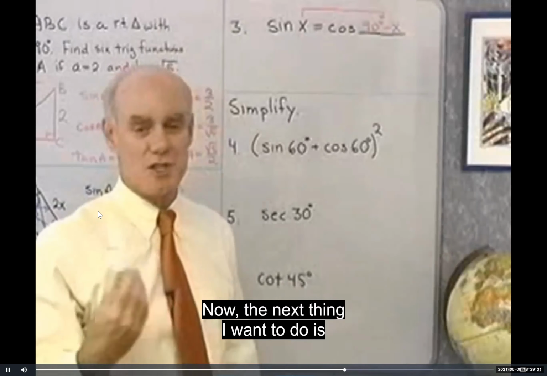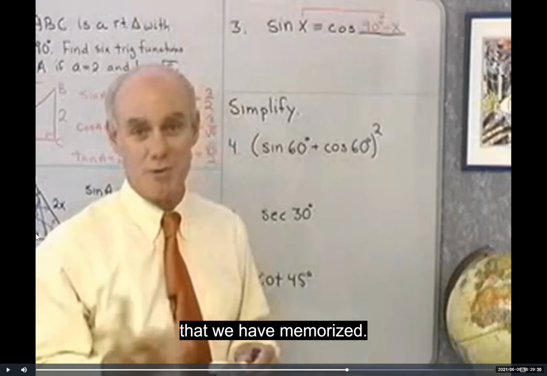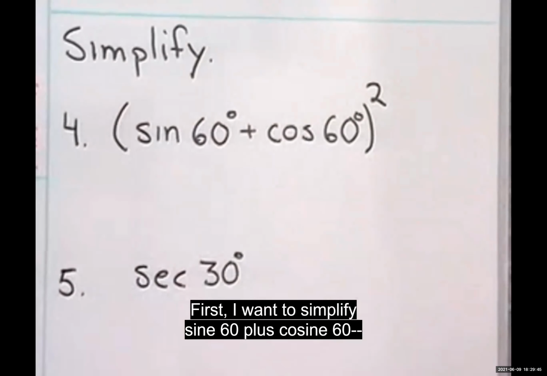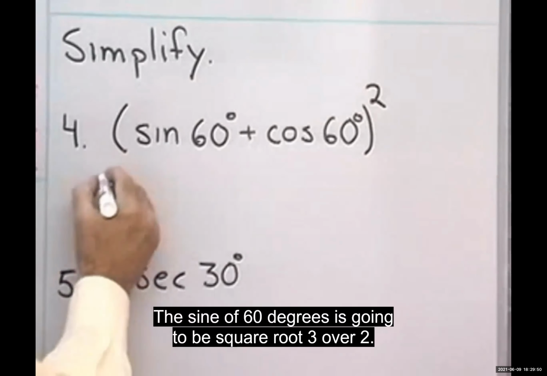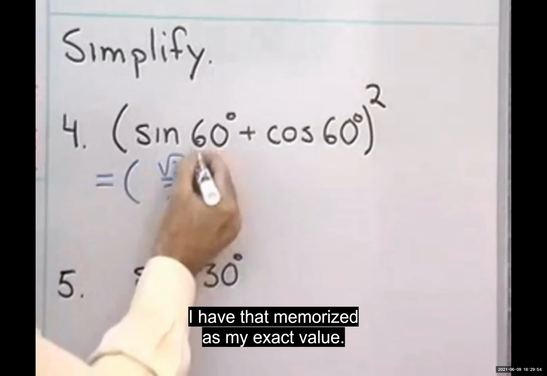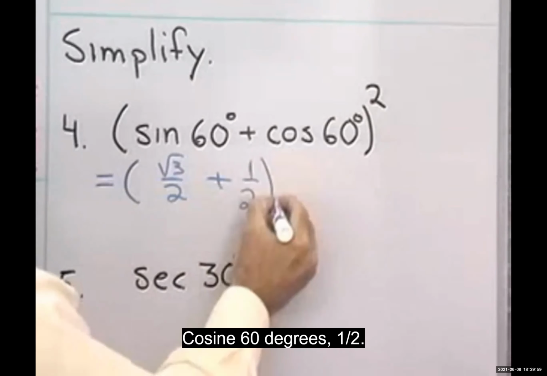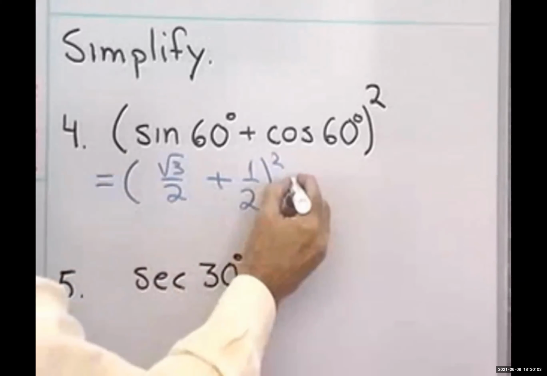Now, the next thing I want to do is just simplify some expressions using the exact values that you have memorized. So for number 3, I suggest that you put a parentheses around 90 degrees minus x, okay? First, I want to simplify sine 60 plus cosine 60, all that quantity squared. The sine of 60 degrees is going to be square root 3 over 2. I have that memorized as my exact value. Cosine 60 degrees, 1/2, and I want that squared.